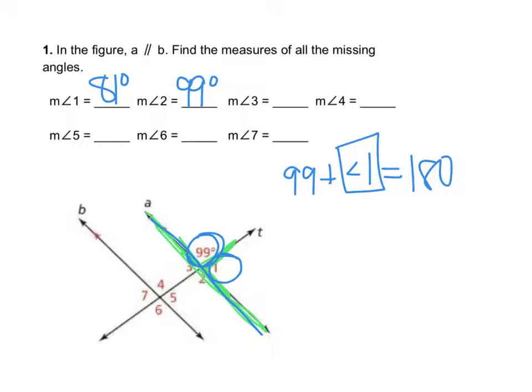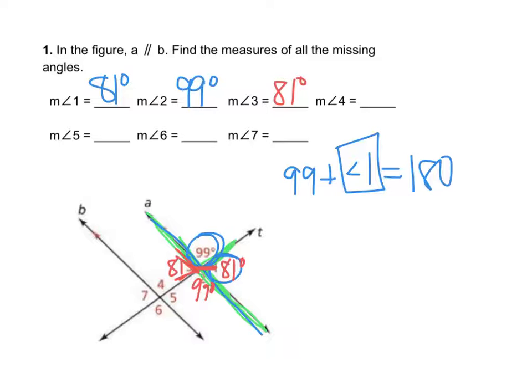I'm going to go ahead and fill that in because I know my measurements now. Angle 1 is equal to 81 degrees. Angle 2 is equal to 99 degrees. Because angle 1 and angle 3 are vertical angles, angle 3 is equal to 81 degrees, because vertical angles are congruent or equivalent. Again, we fill in that that's 81 degrees.